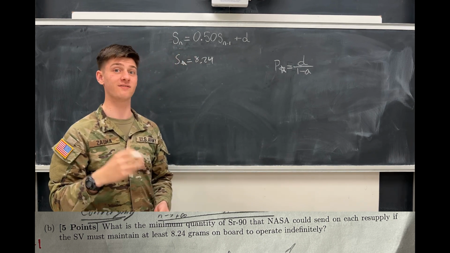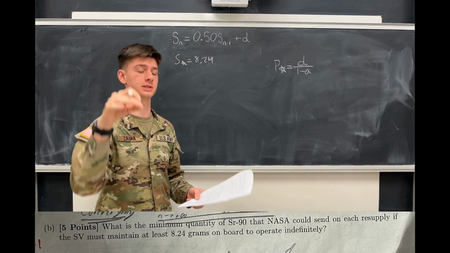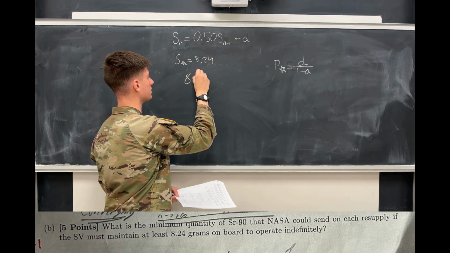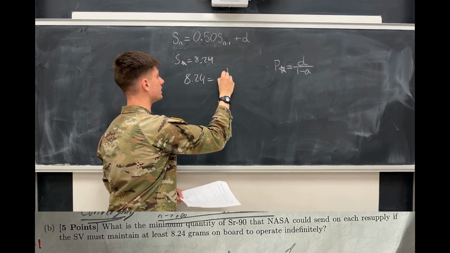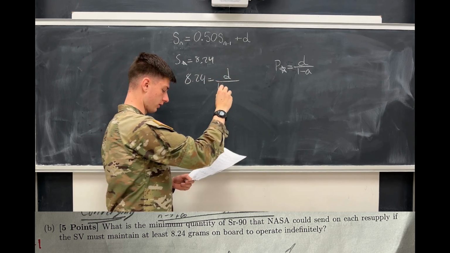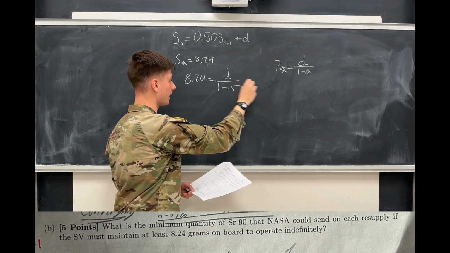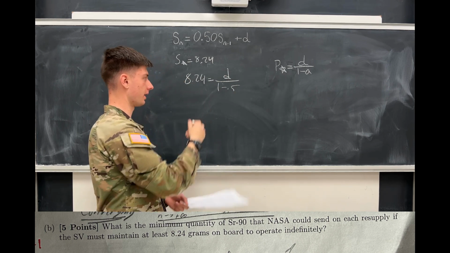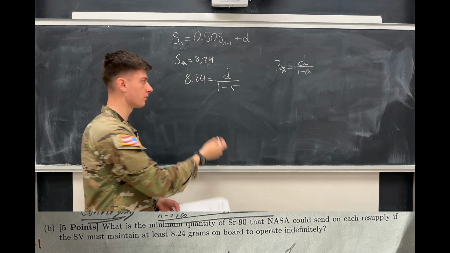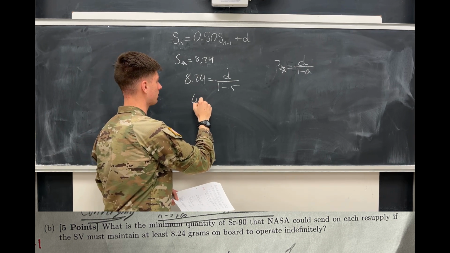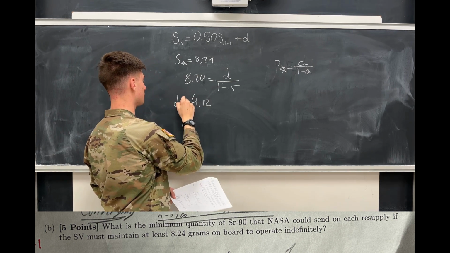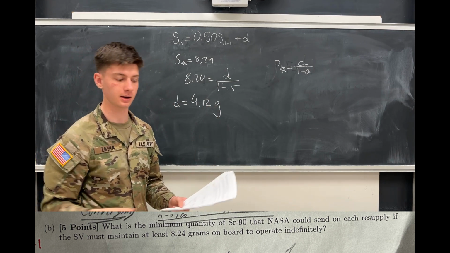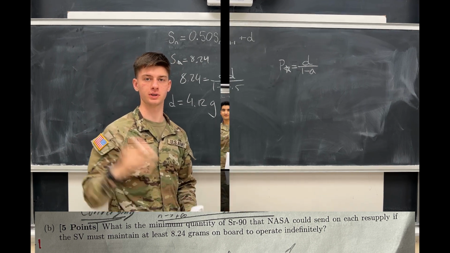So for this one, we're going to try and find the D amount, how much you're going to send every single time. So we're going to set this up using our same equation. We're saying 8.24 equals D, right? That's our unknown, over 1 minus 0.5. Little calculator, little algebra. This is 1/2. Multiply it up. So you're basically just dividing this by 2, and you're going to get 4.12. So D equals 4.12 grams. Grams. Do not forget your units. That's number B. All right, so we're going to get into the next questions with Solar.